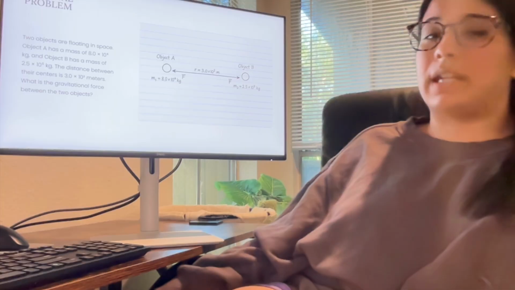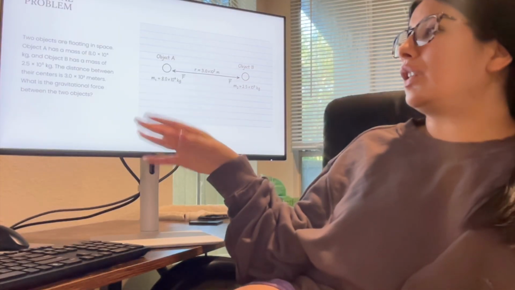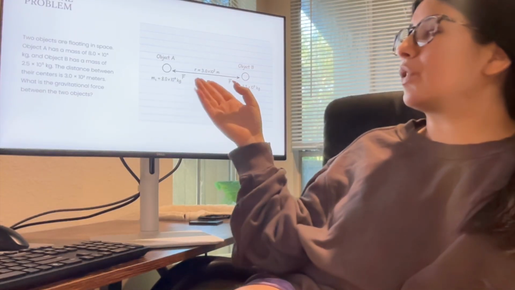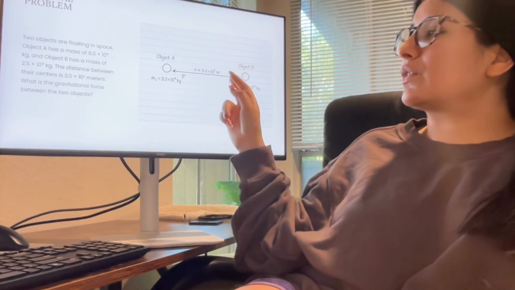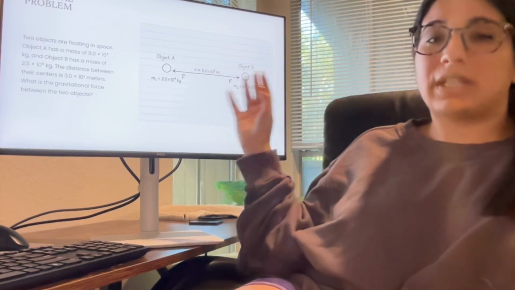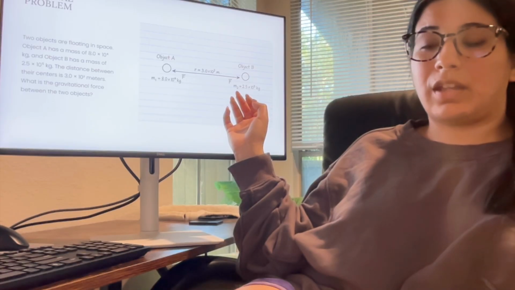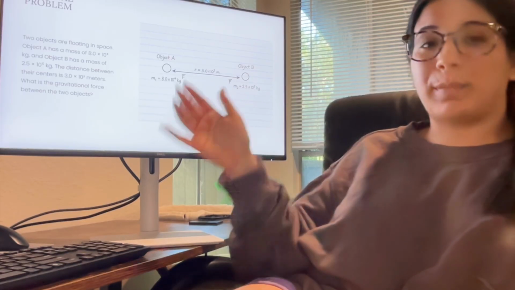Later on we'll get into it, but you'll see how this mass, this distance between their centers, it'll all come together into an equation that you may or may not be familiar with.